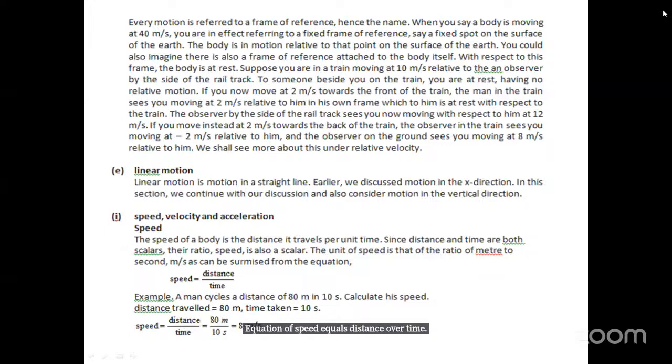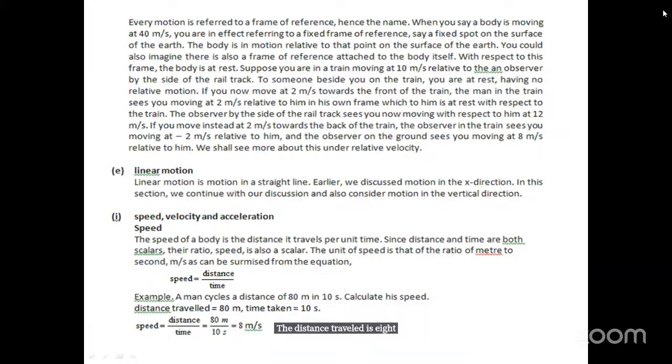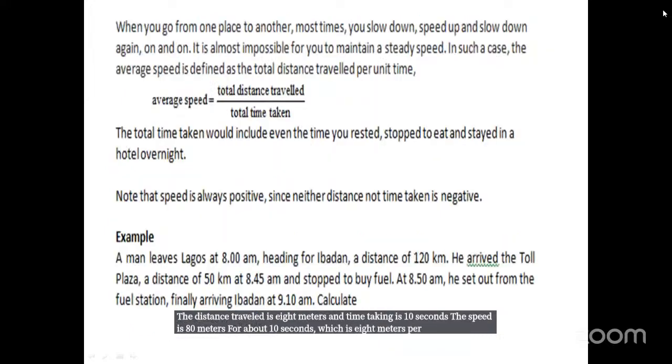Example, a man cycles a distance of 80 meters in 10 seconds. Calculate his speed. The distance traveled is 80 meters, and the time taken is 10 seconds. The speed is 80 meters over 10 seconds, which is 8 meters per second.